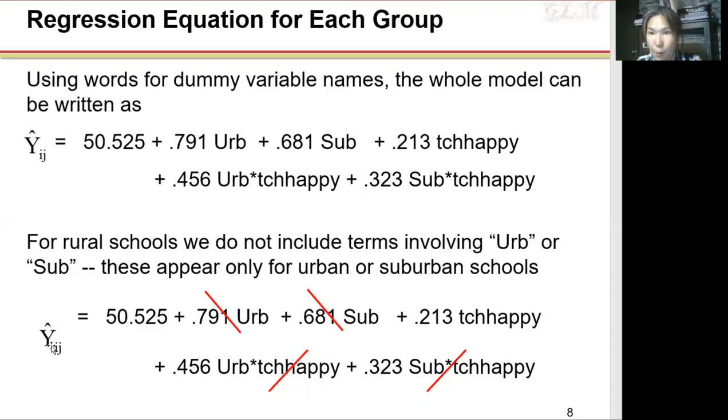So y hat for rural equals 50.525, cancel, and plus 0.213 teacher happiness, and cancel. So the regression equation for rural schools is y hat equals 50.525 plus 0.213 teacher happiness. So does this make sense?